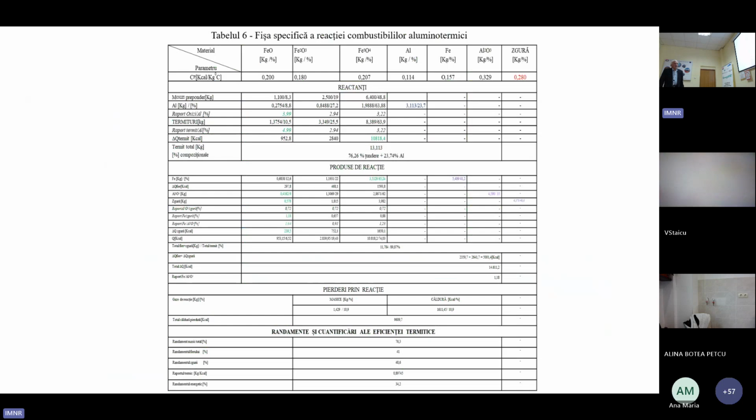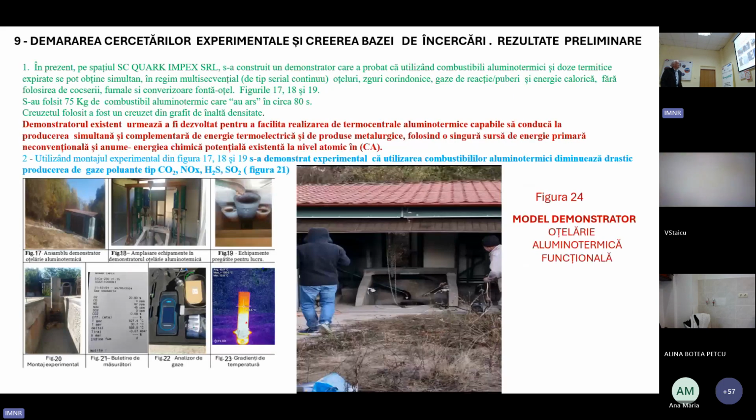Puteți să încercați să concluzionați? Da. Haideți să vă prezint, uitați-vă.